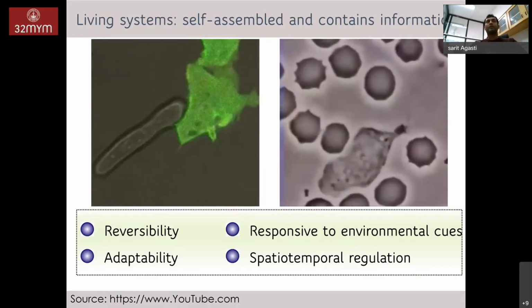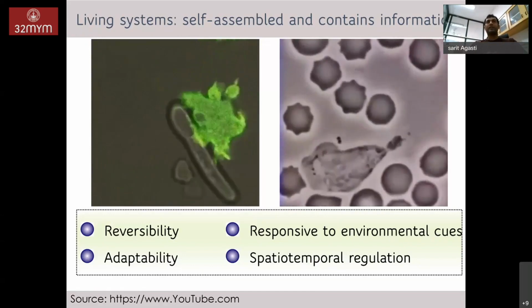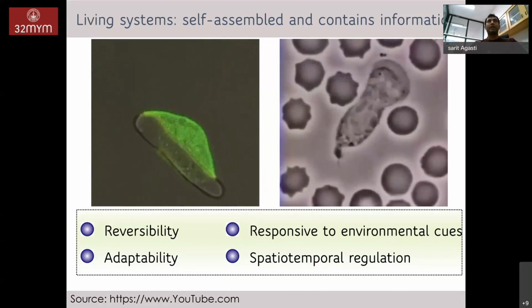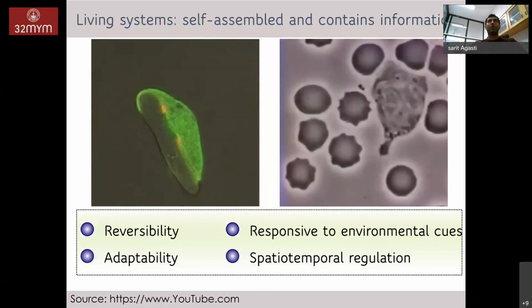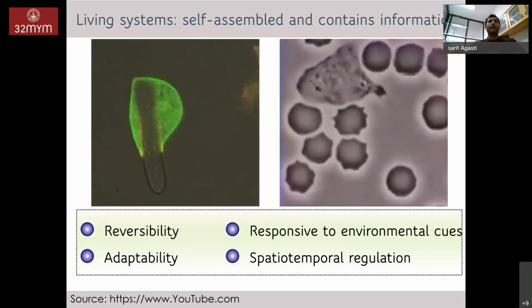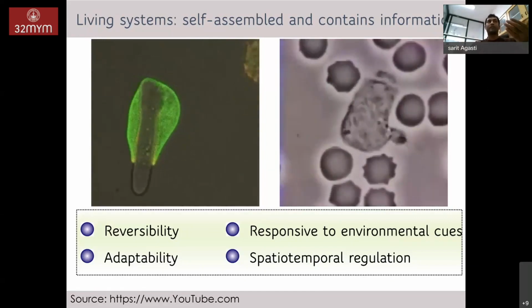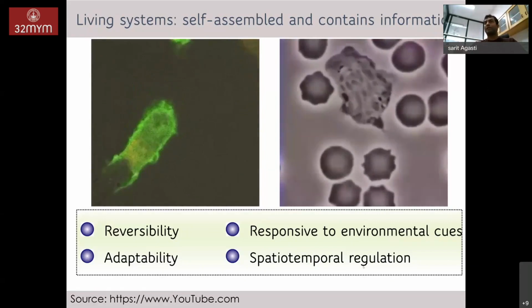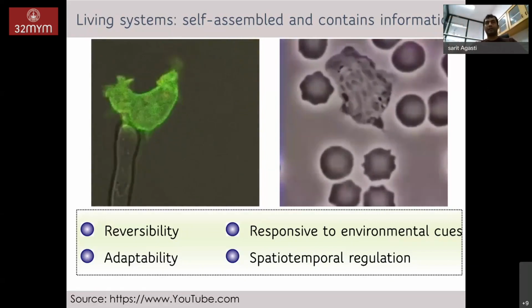Right? And what you can see from these two videos is that there are four important lessons we can take from nature. These molecular interactions are reversible, and they adapt, right? They can adapt to a different shape, a different environment, and they are responsive to environmental cues, for example, chasing a bacterium. There is also the possibility of spatial and temporal regulation, right? For example, it can move in specific directions.